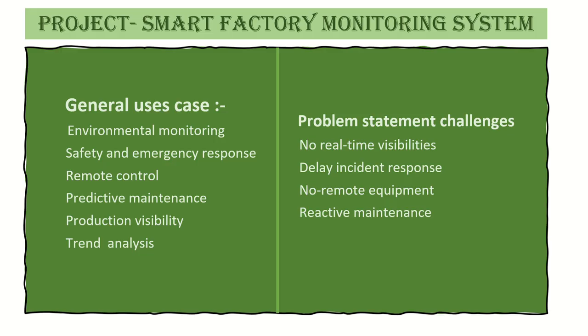And next, let's move towards the next part, which is the problem statement. So we have four types of problems in this. First one is no real-time visibility, second is delayed incident response, third is no remote equipment control, and fourth is reactive maintenance. For tackling these problems, we have one solution. So let's move to our solution.